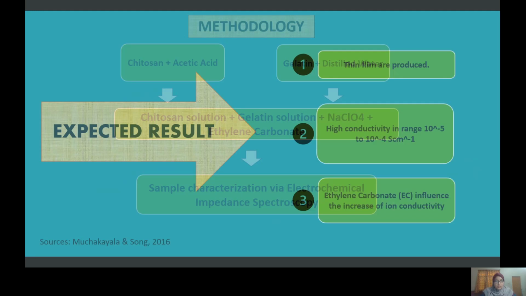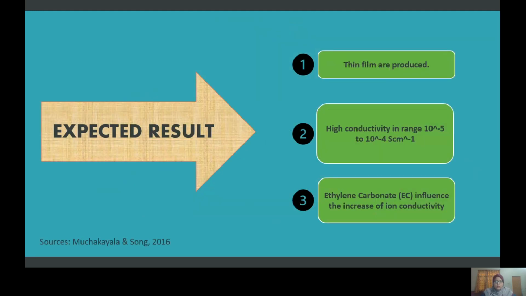Then the expected results from this research are: first, thin films are produced. Second, high conductivity in the range 10 to the power negative 5 to 10 to the power negative 4 Siemens per centimeter. Third is ethylene carbonate influences the increase of ionic conductivity.